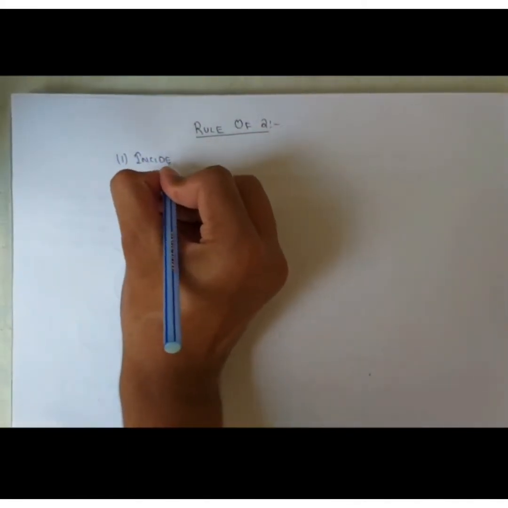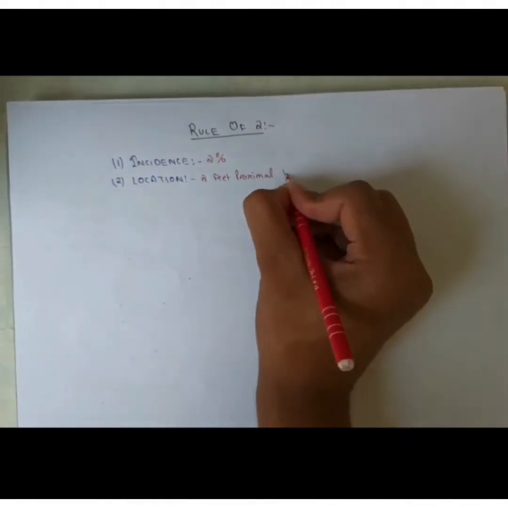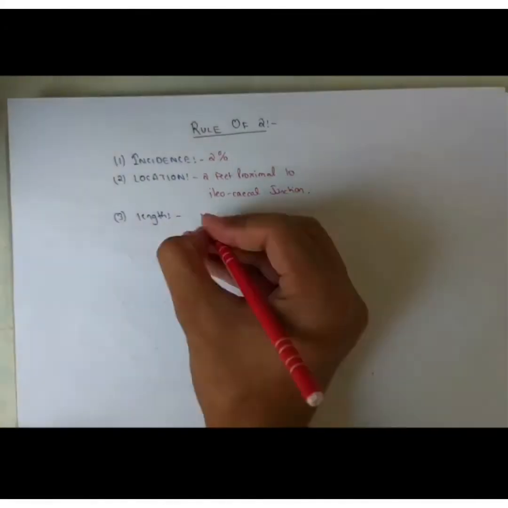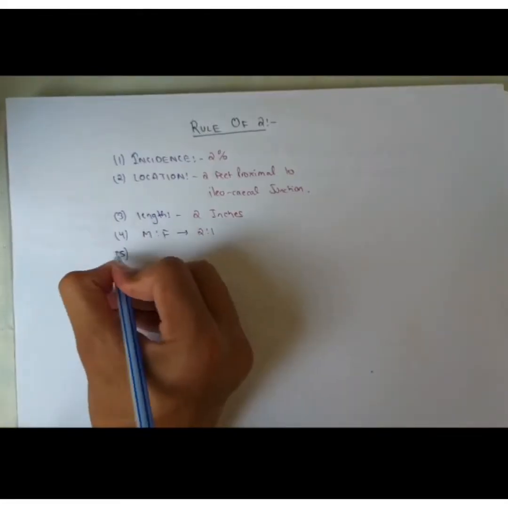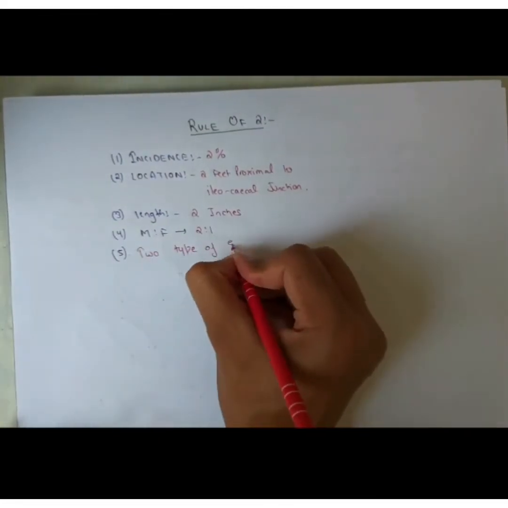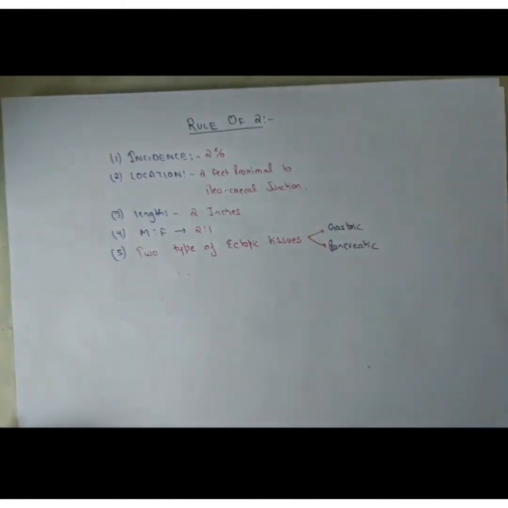Now let's look at the rule of 2. Its incidence in the general population is 2%, and the most common location of Meckel's diverticulum is 2 feet proximal to the ileocecal junction, mostly 2 inches in length. The male to female ratio is 2:1.